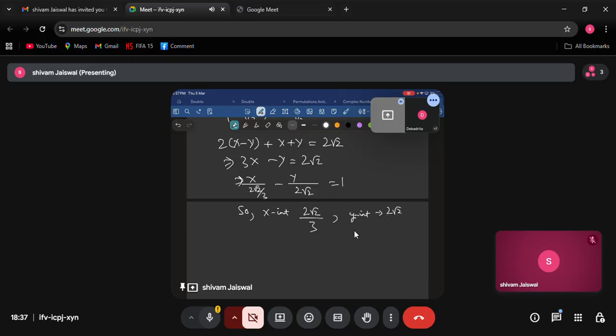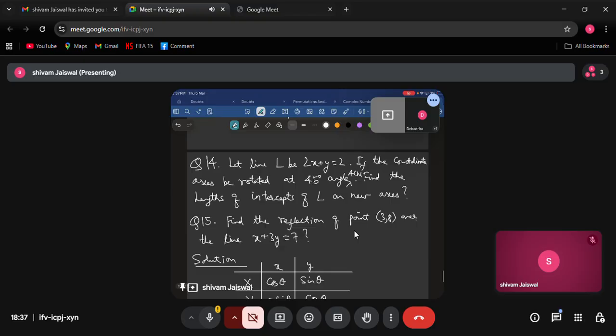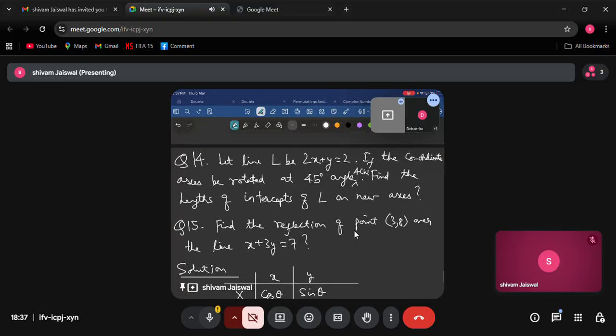Done. What is the length of the intercepts? 2 root 2 by 3. Sure.